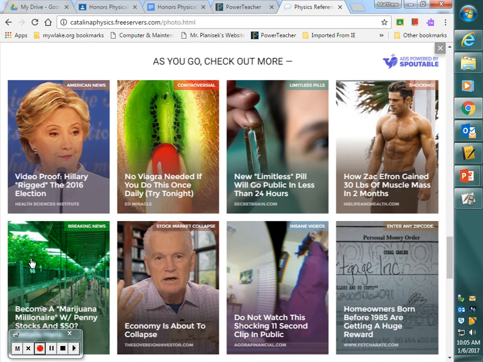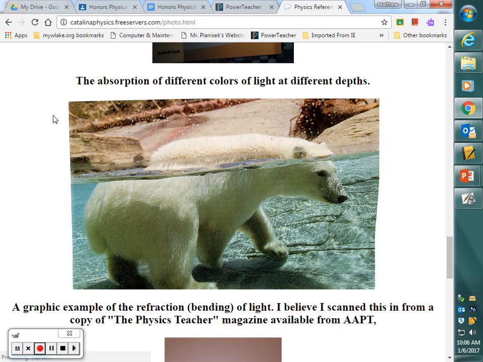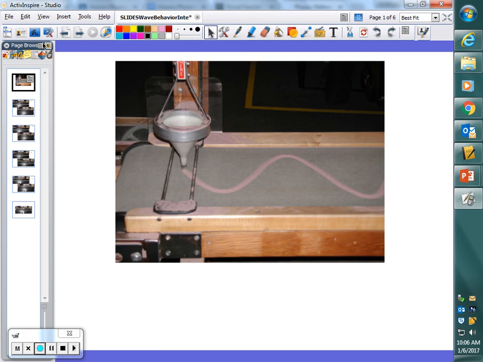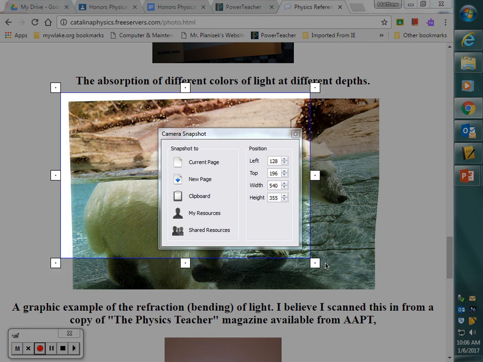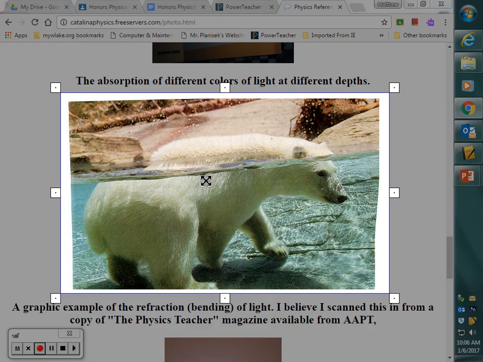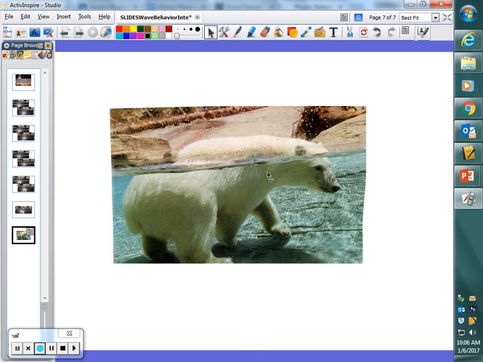There's Zac Efron's abs again. So, okay. But let me do this real quick. All right, there we go.